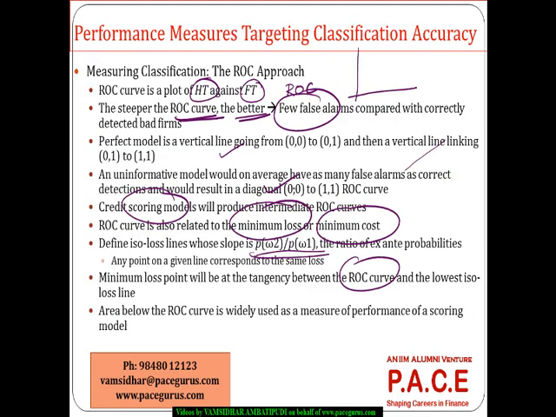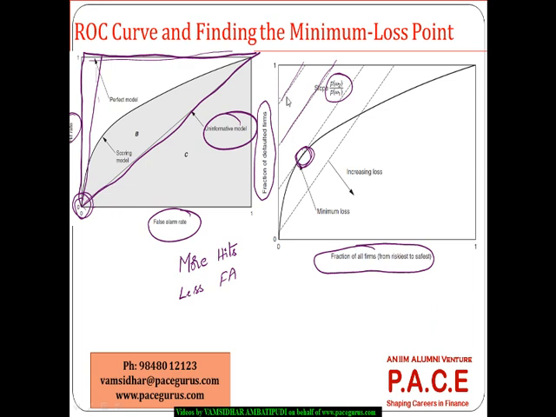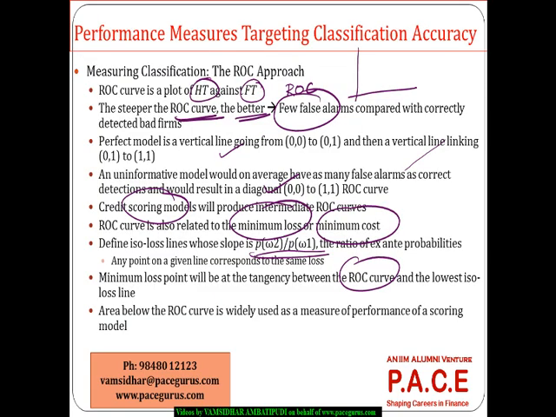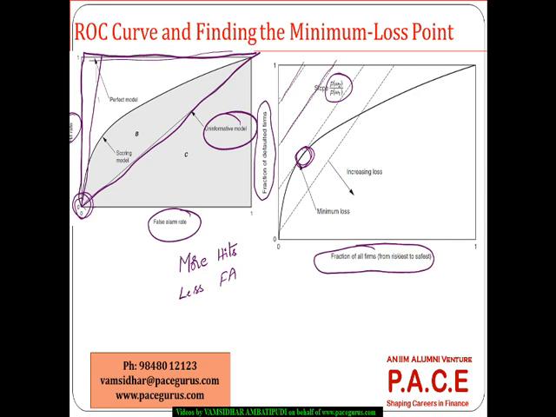Any area below the ROC curve is widely used as a measure of the performance of the scoring model. Here the most important part for me is B and C, which I'll use at a later point. We'll try to fit in the equivalence between B and C, or use B and C along with the next model that we are going to compare, and based on that we can make some conclusions. But ROC, which is used as a performance measure targeting classification accuracy, works in this way.